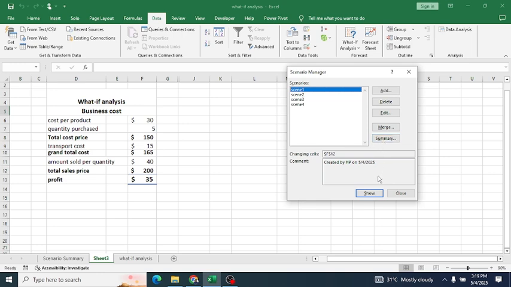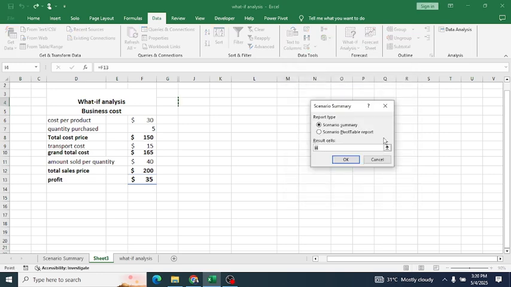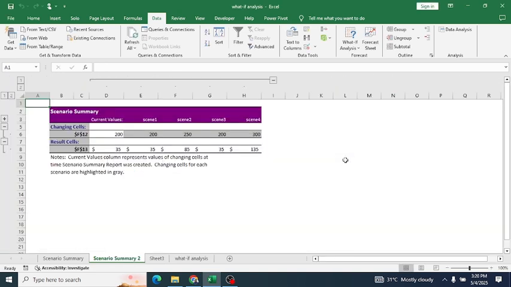I can click show. Let me say summary now. In generating the summary, you want the result. You want to know how the sales price, under several scenarios, affects the results. I want to use the profit as the result, so I can just touch here, and that is my result. So I'll click OK. You can see several results get output in this place.